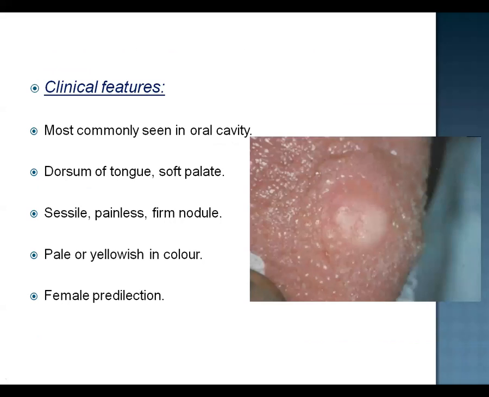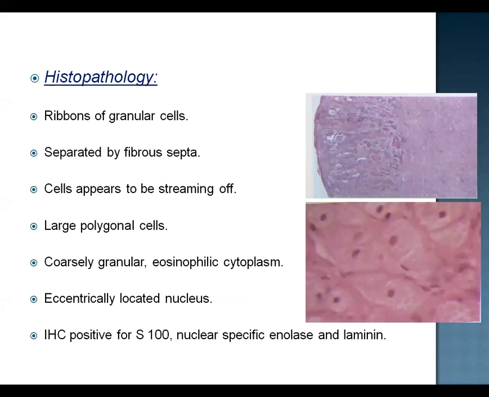Most commonly seen in the oral cavity, dorsum of the tongue, soft palate; sessile, painless, firm nodule, pale or yellowish in color, with female predilection. Histopathologically, it shows ribbons of granular cells separated by fibrous septa, appearing as streaming of large polygonal cells with coarsely granular eosinophilic cytoplasm and an eccentrically located nucleus.